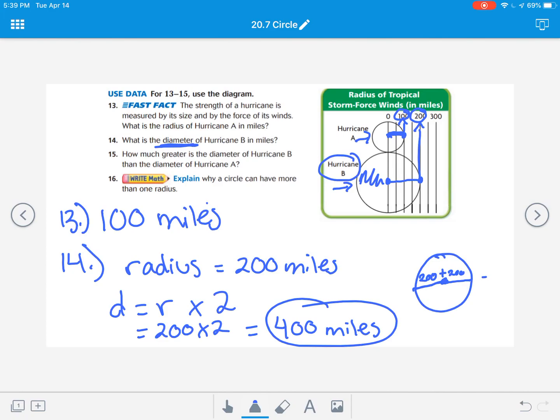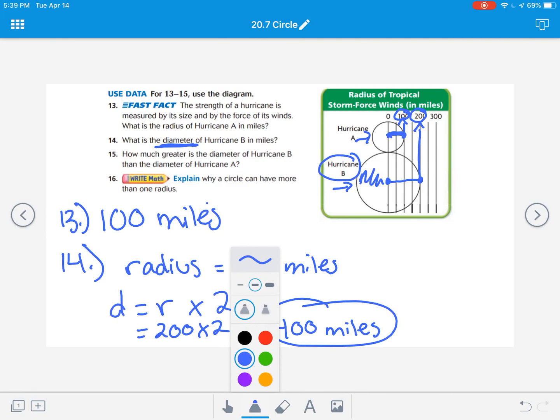Number 15 says, how much greater is the diameter of Hurricane B than the diameter of Hurricane A? Okay, well, for number 15, we didn't figure out the diameter for that. We only found the radius, but for number 14, we found both. So first, before we can even answer that question, we need to figure out the diameter for Hurricane A. So we know that the radius is 100, so we're going to do the same thing.